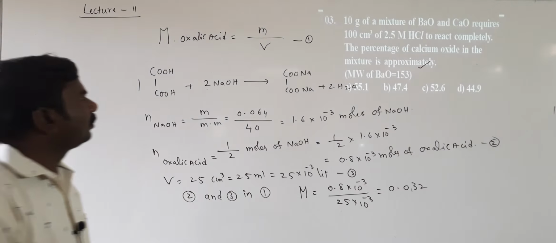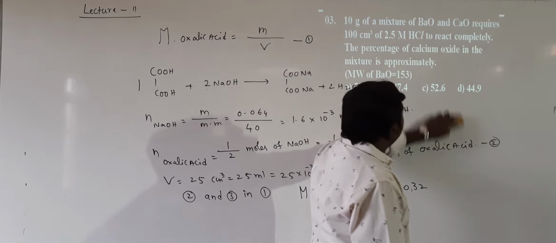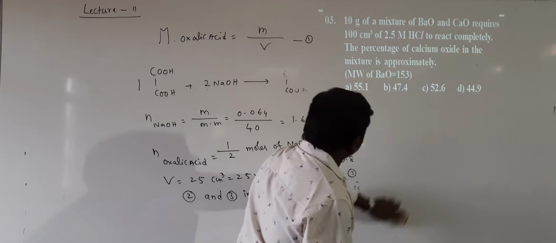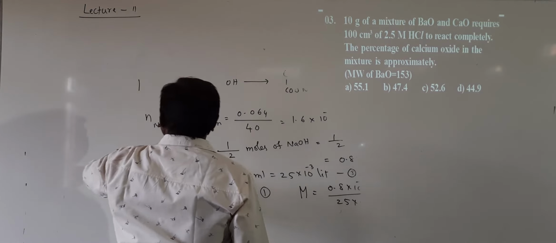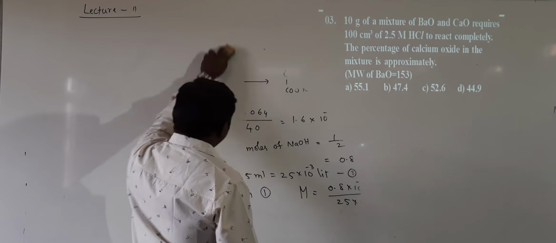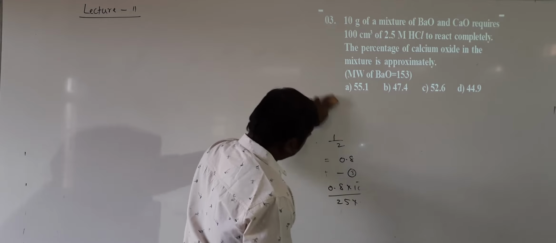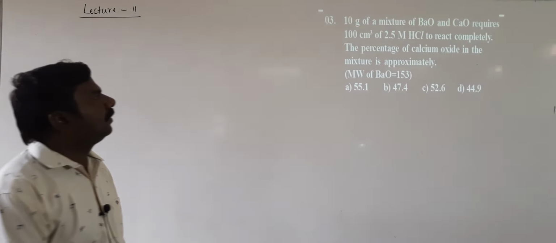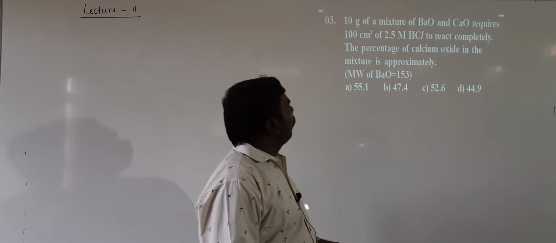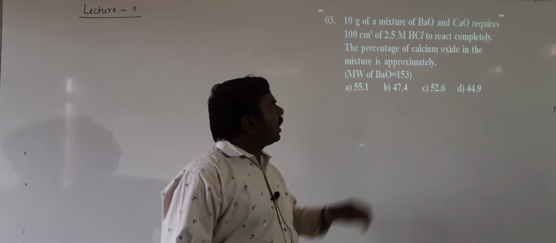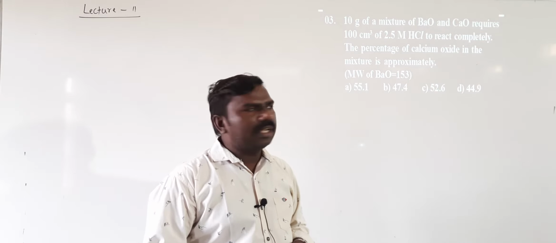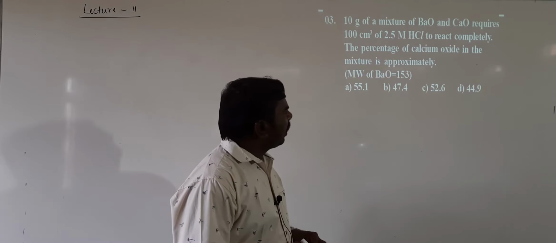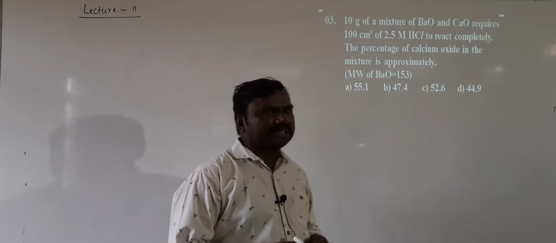Next, 10 grams of a mixture of CaO and BaO requires 100 ml of 2.5 molar HCl to react completely. So, the percentage of calcium oxide in the mixture is approximately.